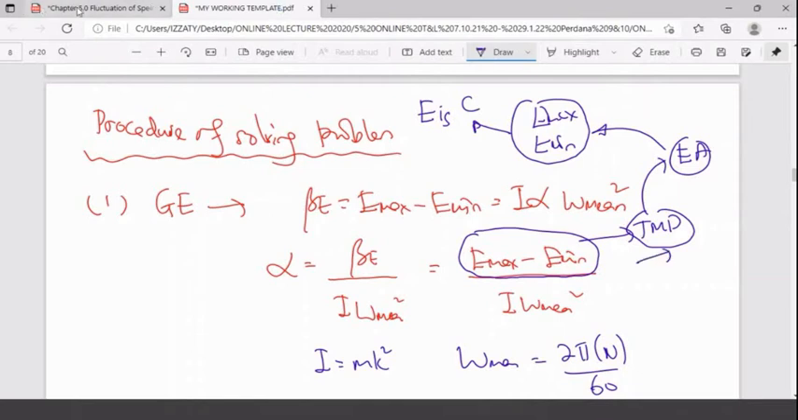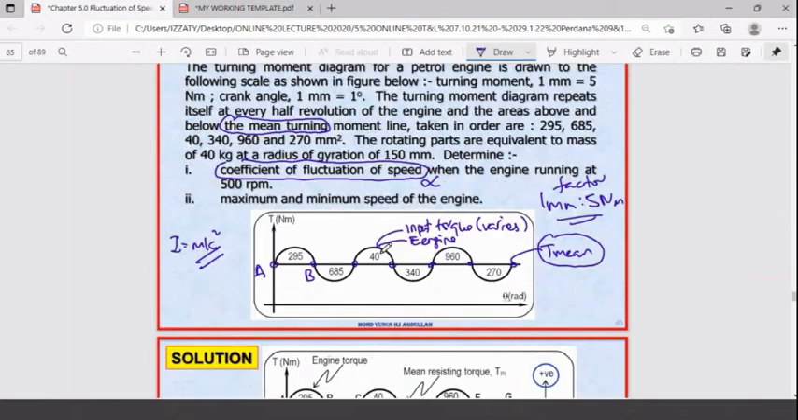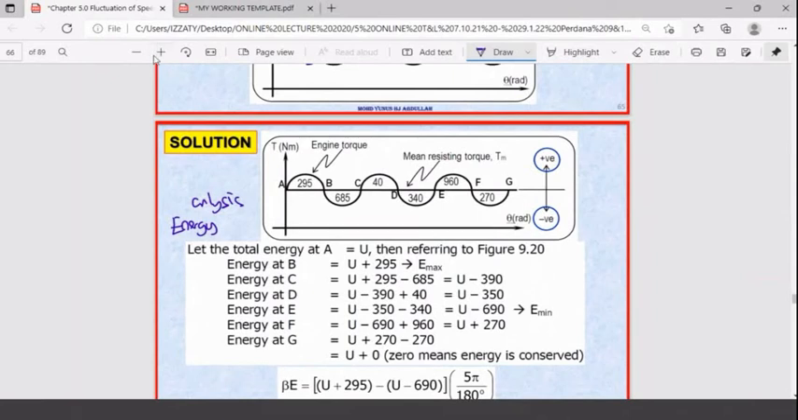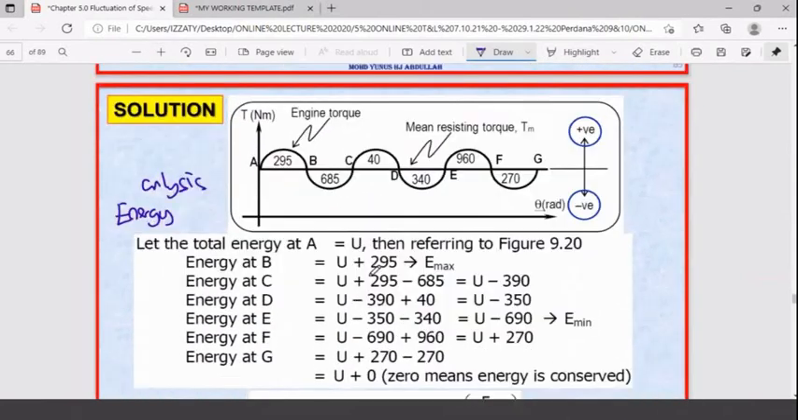I'm going to plot the turning moment diagram as what we have here. Then I'm going to do the energy analysis. Okay, now let's do together the energy analysis. So this is how you go about it before you start anything. Don't just simply do the energy analysis without knowing what you are going to do next.